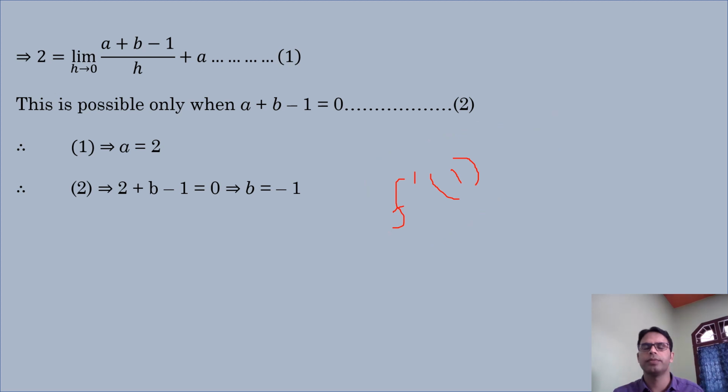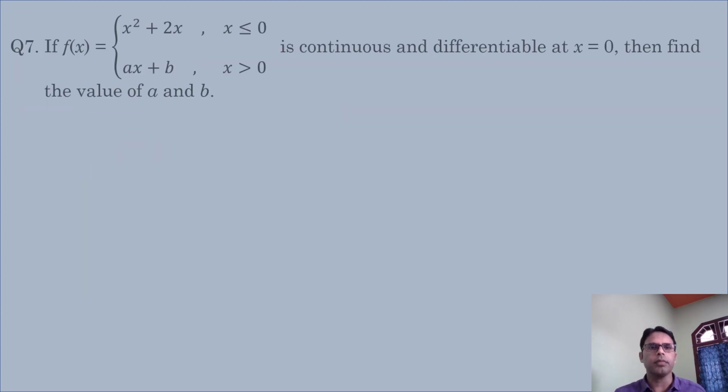Okay, so let me take the next question. A similar type of question, you see. This is your question: f(x) is continuous and differentiable at x equal to 0, both continuous and differentiable, then find the values of a and b. It is slightly easier than the previous question because the function is given as continuous and differentiable. So you can use both conditions here.